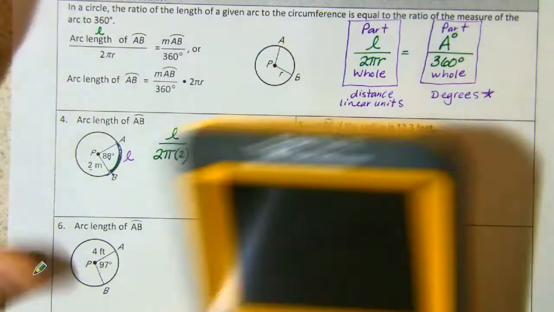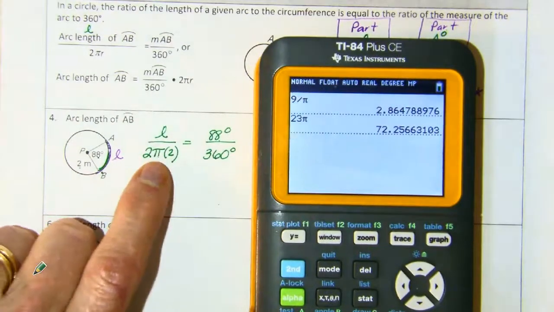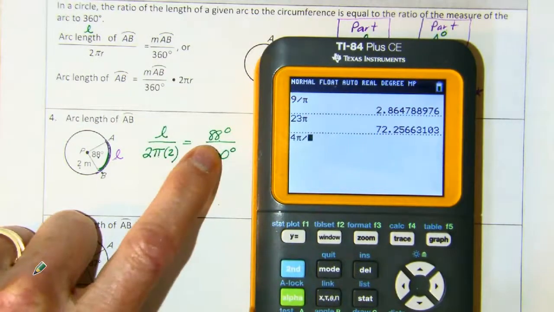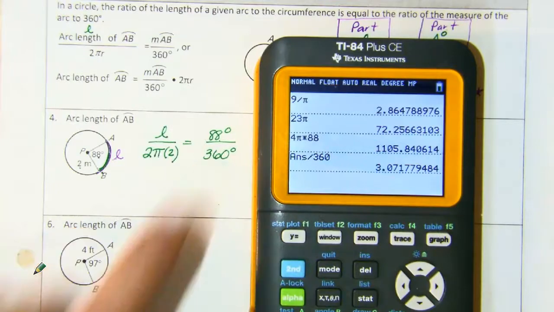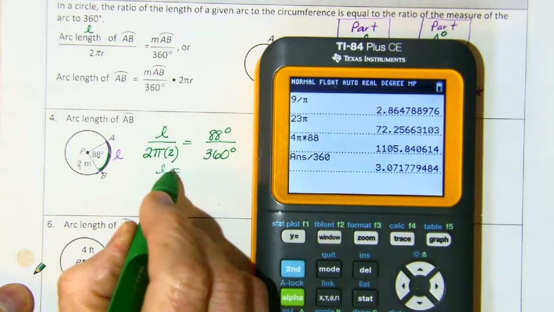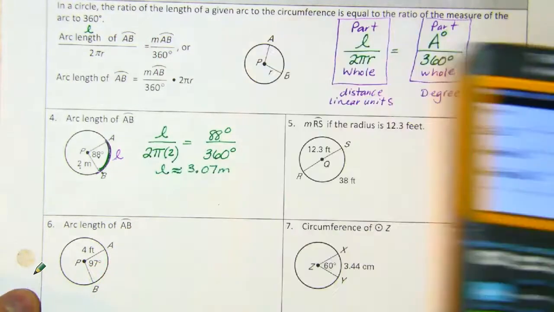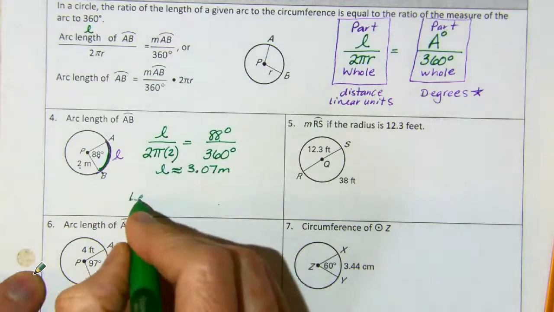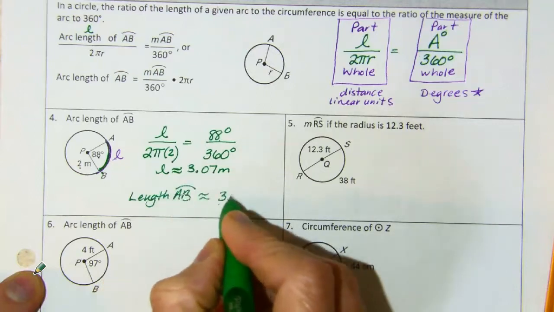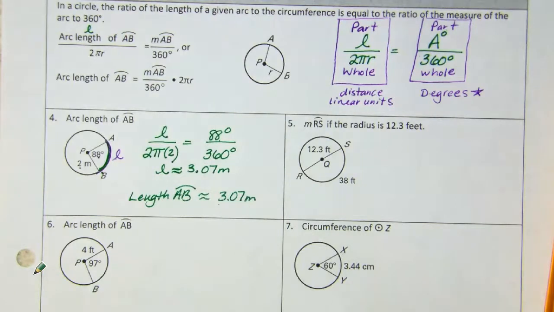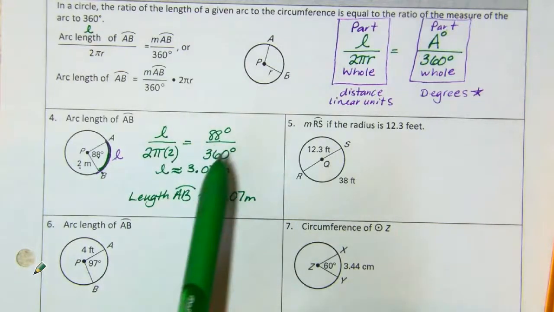The calculator is going to do all of the work for us. Remember to use the pi key, so I'm going to call this 4 pi times 88. And then I'm going to divide that by 360. And I'm going to get arc length is approximately 3.07 meters. So I can say that the length of arc AB is approximately 3.07 meters. So I think the proportion just helps you remember it. Part to whole circumference, part degree to whole degree.